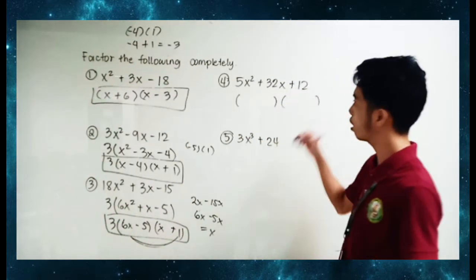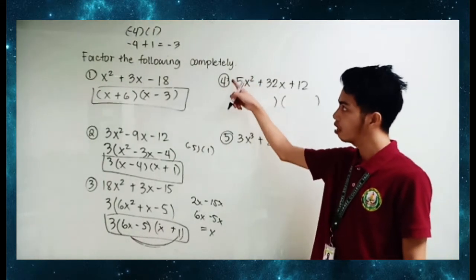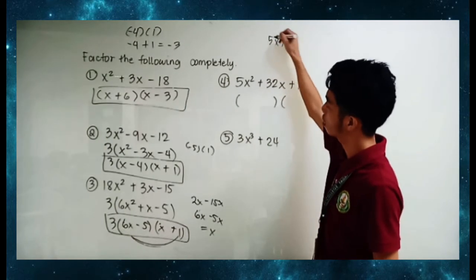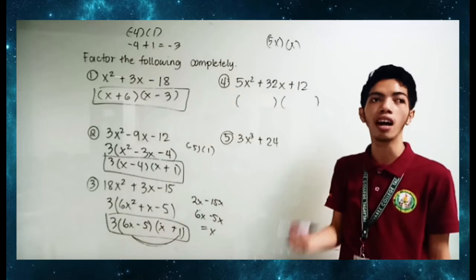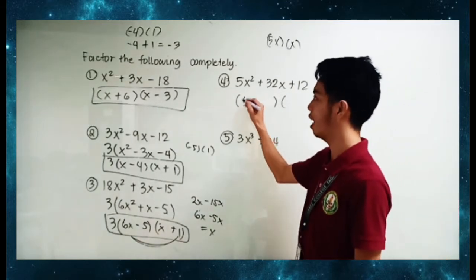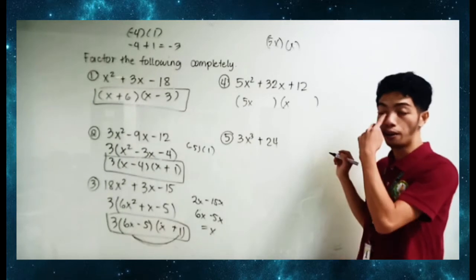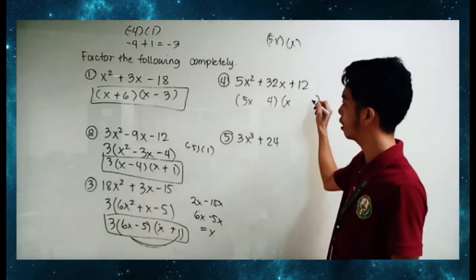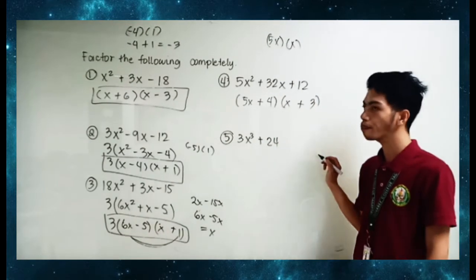Okay, factoring trinomial. Okay, now, isip ka ng factor ng 5x squared. So, you have 5x and you have x. So, yun yung talagang factor ng 5x squared. 5x times x. Ngayon, isip ka ng factor ng 12. Di ba pwede siyang 4 at saka 3? Okay, positive 4 and positive 3.